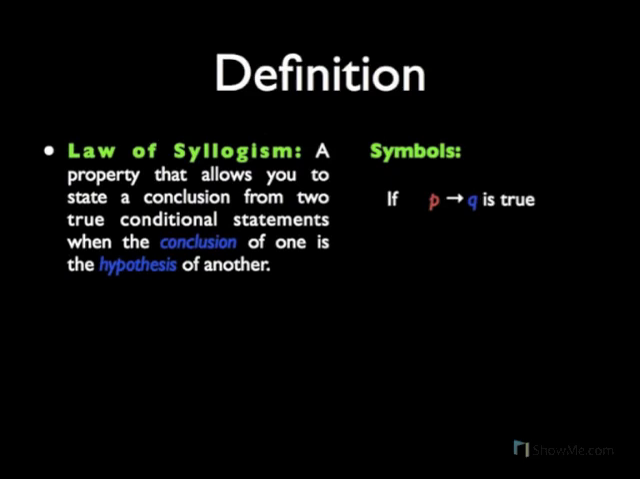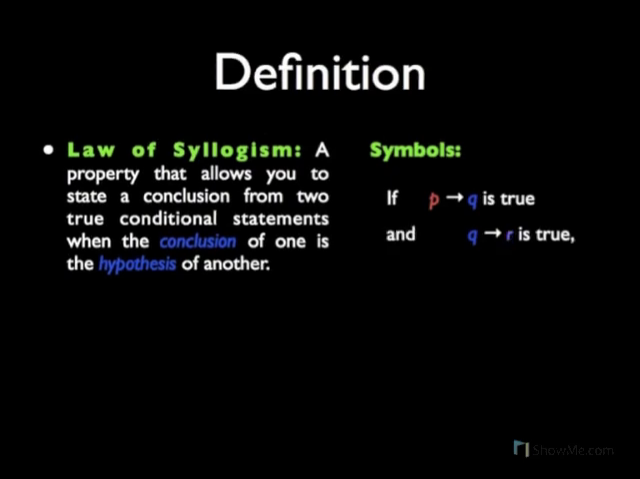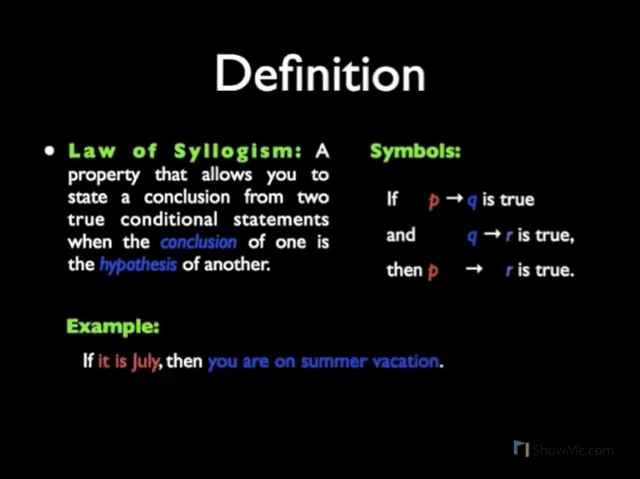If P implies Q is true, and Q implies R is true, notice how the conclusion Q in the first conditional is the hypothesis Q in the second conditional. Then P implies R. That is the conclusion that we can make. Let's look at a quick example with this one.